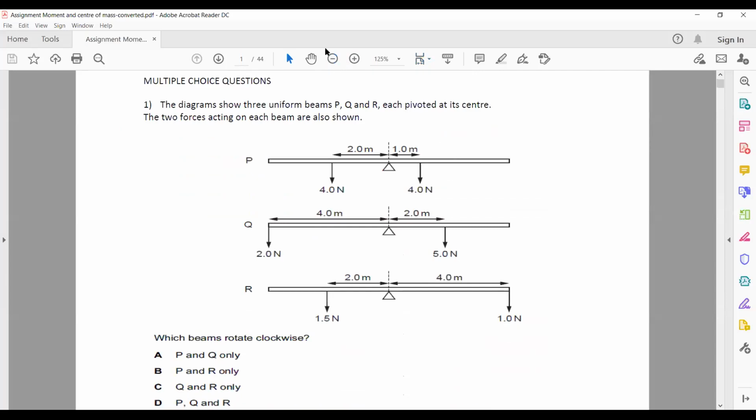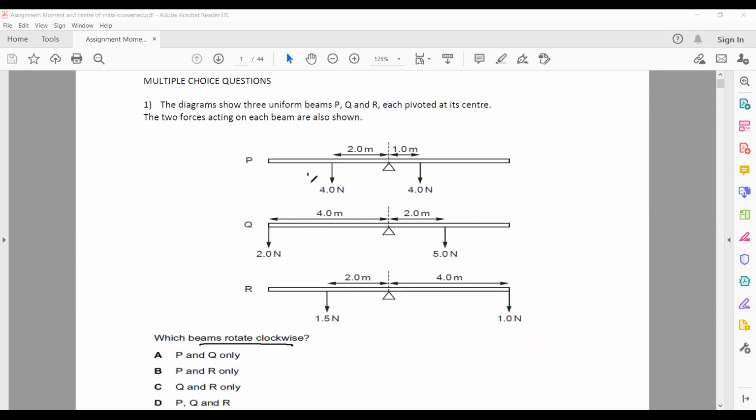Okay, the diagram shows three uniform beams, P, Q, and R, each pivoted at the center. The two forces acting on each beam are shown. A force of 4 Newton, 5, 2, and 1.5 and 1. The question is which beams rotate clockwise? So to identify whether it will rotate clockwise or anti-clockwise, first you have to calculate the moment.